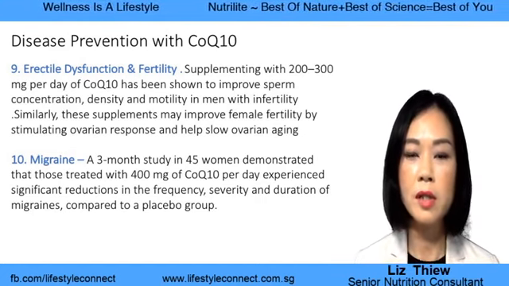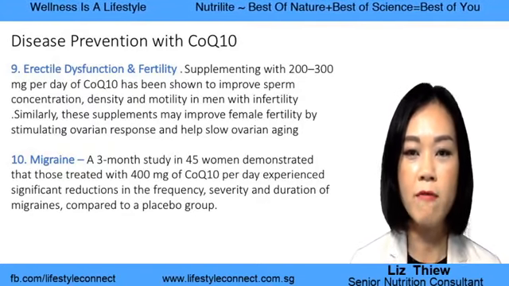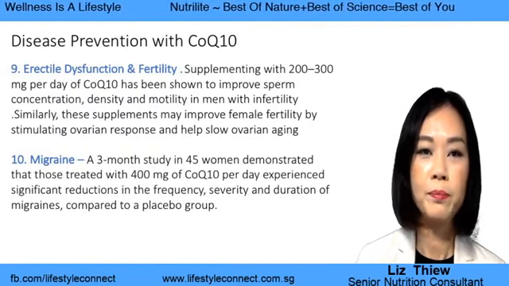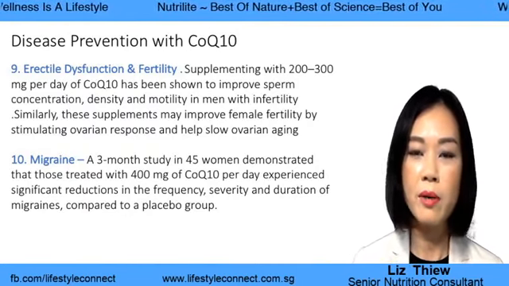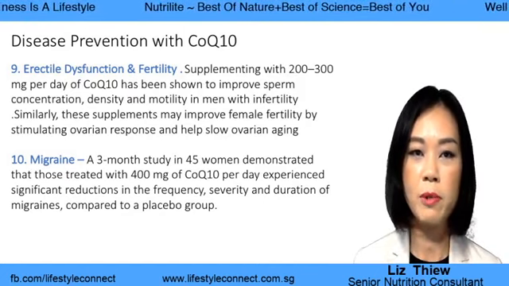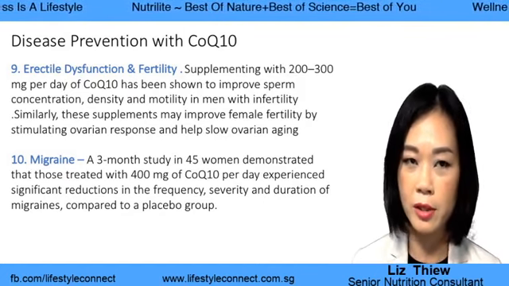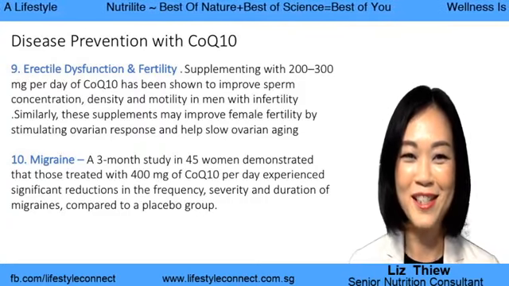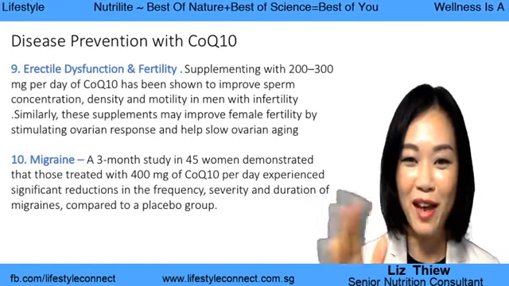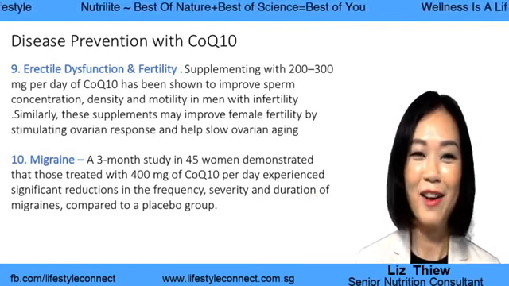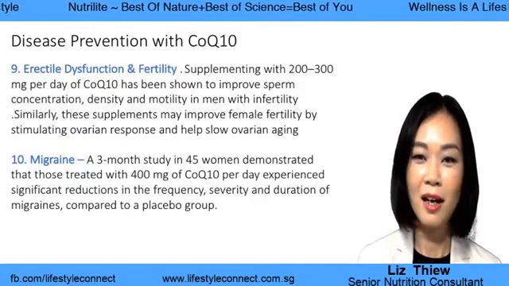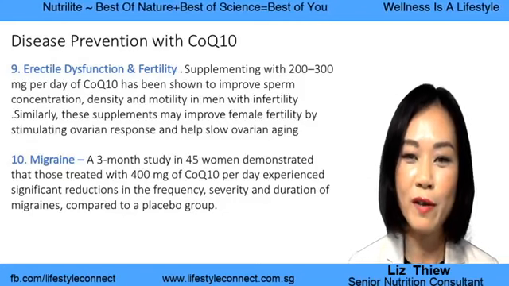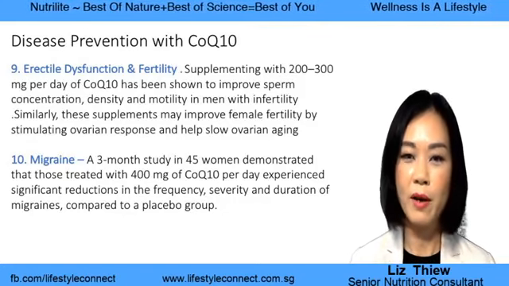And beyond that, coenzyme Q10, for its antioxidant functions, helps with fertility, okay? Supplementing with 200 to 300 mg per day of coenzyme Q10 has been shown to improve sperm concentration, density, and motility in men with infertility. Motility means that the sperm is very active, can swim, okay? Not lethargic, okay? Similarly, the supplements can improve female fertility by stimulating ovarian response and helps slow ovarian aging.